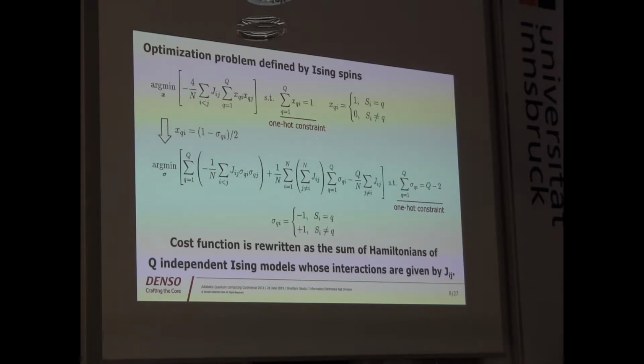The binary optimization problem can be represented in the Ising form using this transformation. The second term is a constant because the sum of sigma qi with respect to small q is constrained to a constant, and the third term does not depend on the Ising spins. Therefore, the cost function to be minimized is the first term, which is the sum of the Hamiltonians of Q independent Ising models, whose interactions are given by Jij.